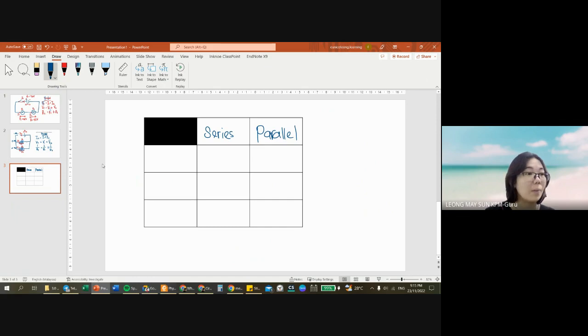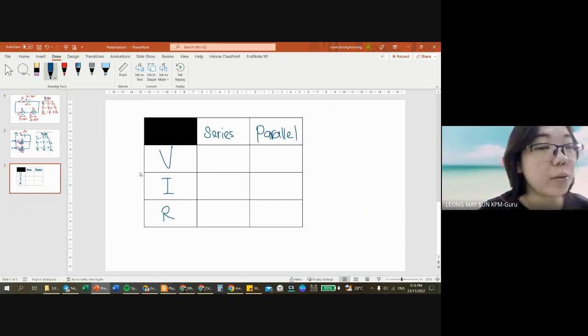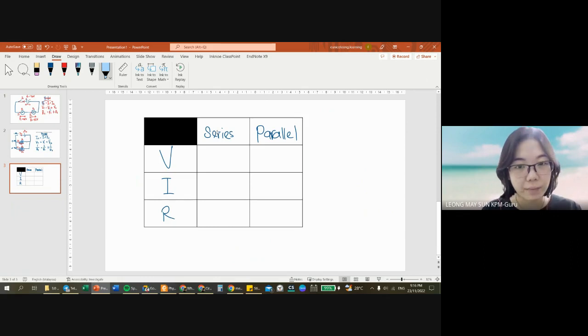Ideal case means it obeys Ohm's law. So Ohm's law, the formula that you keep memorizing, is V equals IR. So whenever we look at a series and parallel circuit, always remember you have to use the formula V equals IR also. So how do I put the values in? Remember what I mentioned just now? In a series circuit, the current is the same, so I total equals I1 equals I2.